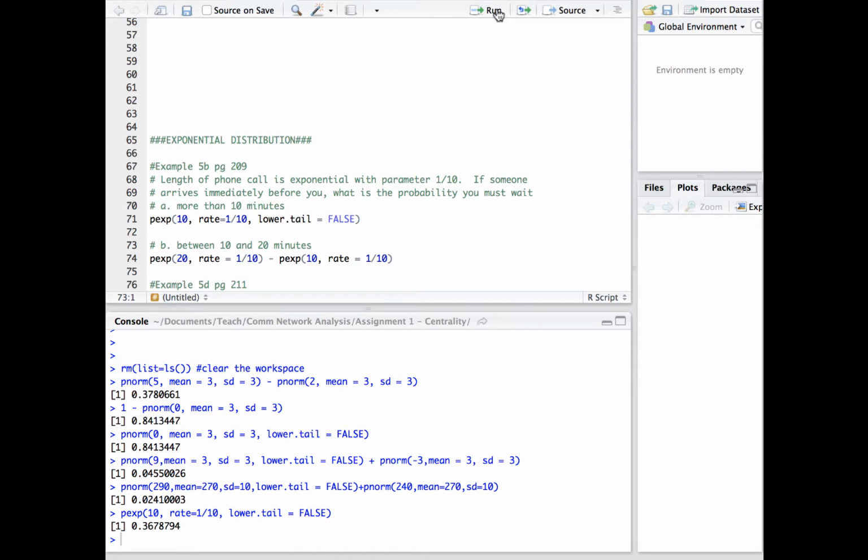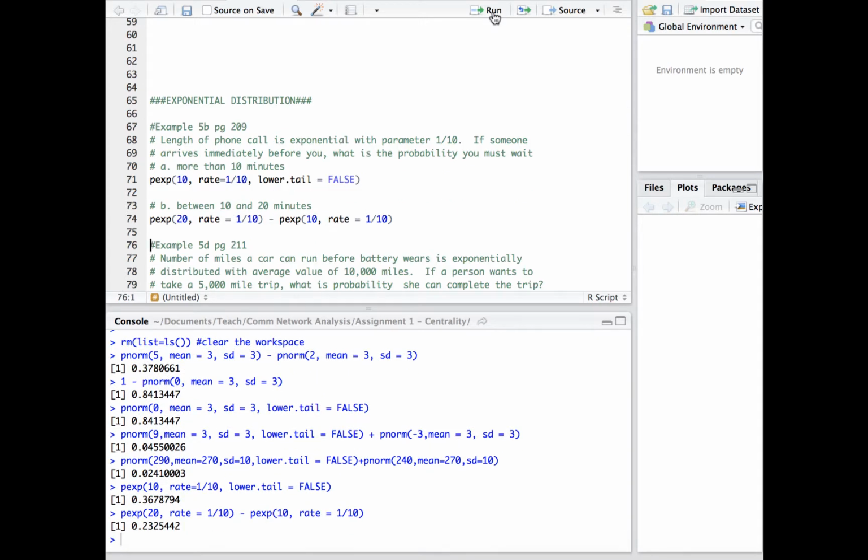Part B of that question is, what is the probability you are between 10 and 20 minutes? So now this is where we would use the probability you're less than 20 minutes minus the probability you're less than 10 minutes, right? So that is how we would do the middle. And you end up with the probability of 0.2325. And again, you can match that up with your book.